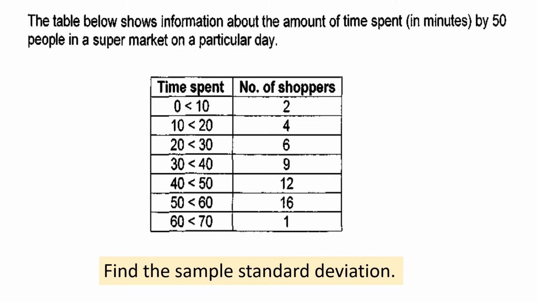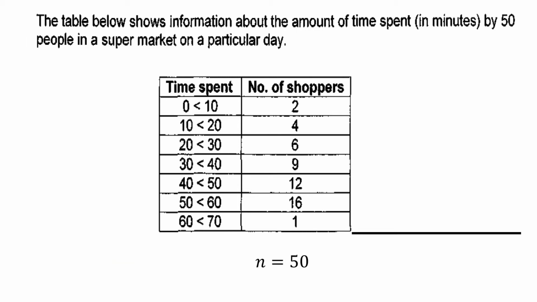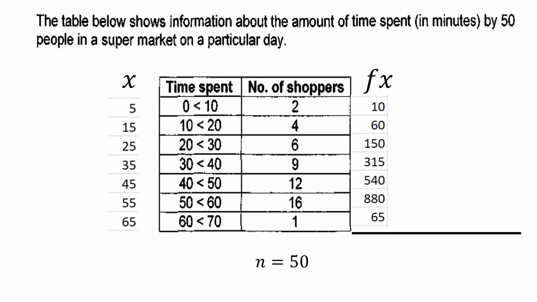Example. The table below shows information about the amount of time spent, in minutes, by 50 people in a supermarket on a particular day. Find the sample standard deviation. n equals 50. The midpoints are as follows. fx are as follows. The sum of fx is equal to 20.